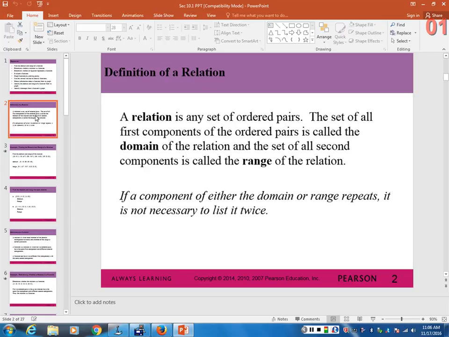Okay, a relation is any set of ordered pairs. The set of all first components of the ordered pairs is called the domain of the function. The set of all the second components is called the range of the function or relation. If a component of either the domain or range repeats, it isn't necessary to list it twice.